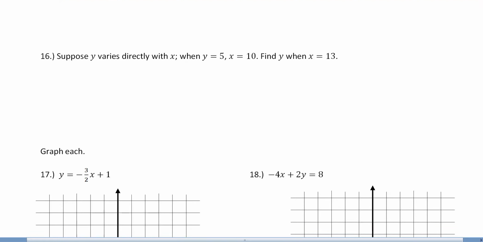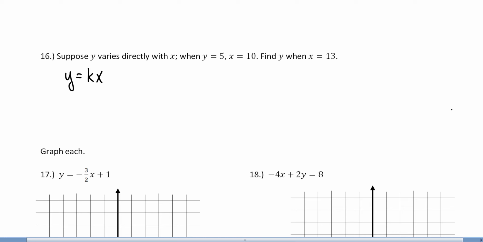This next one says, suppose y varies directly with x. In other words, it's saying this is going to be direct variation. This is going to be in the format y equals kx. All right? And if I want something in the format y equals kx, really the only thing I need to know is what the k value is. So then it tells me y equals 5 when x equals 10, and it wants me to find another y value given a different x value.